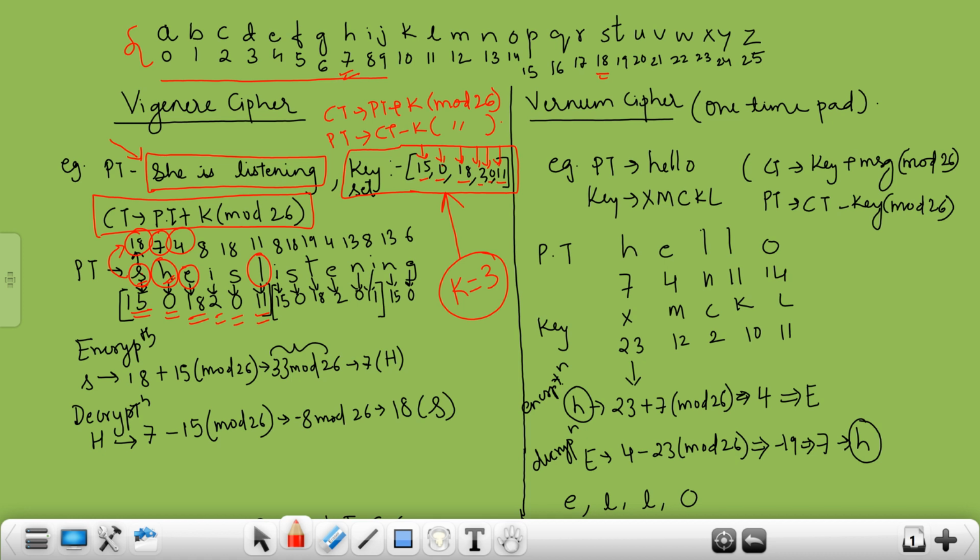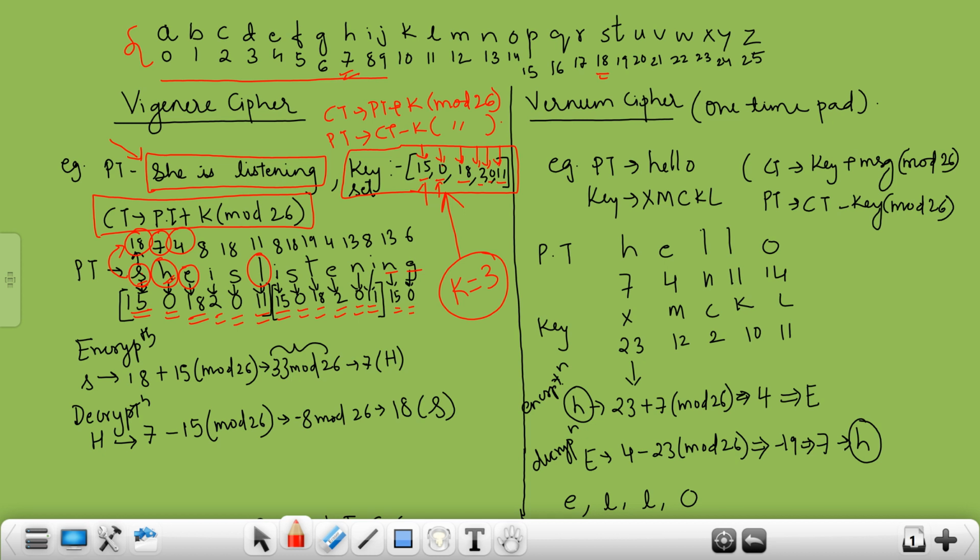So again for I, I will give the value 15. For S, I will give 0. For T, I will give key 18. For E, I will give key 2. For N, I will give key 0. And for I, I will give 11. Again I have finished with the second set of keys. Still there are 2 plain text characters that remain, that is N and G. So I will repeat the key again. What are the first 2 values of your key? They are nothing but 15 and 0.